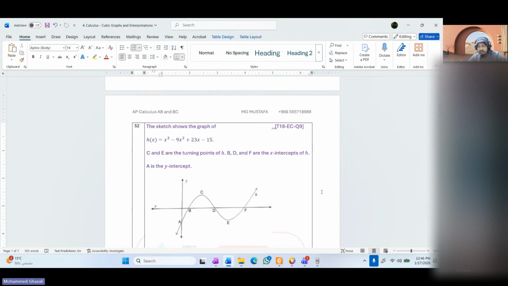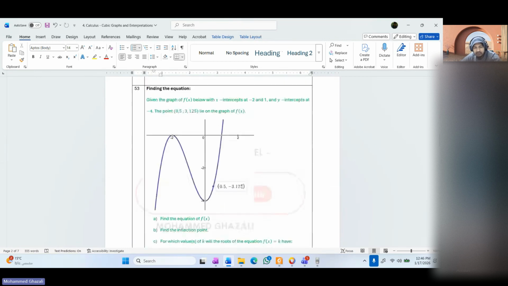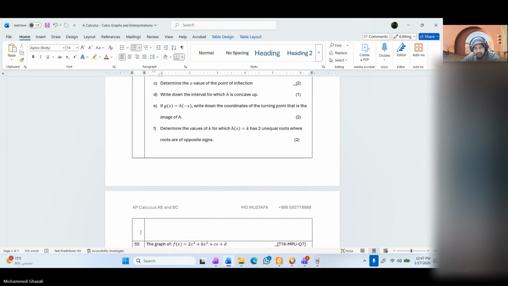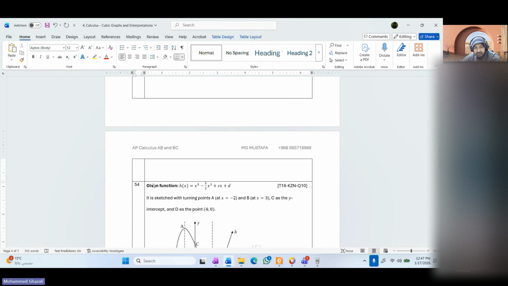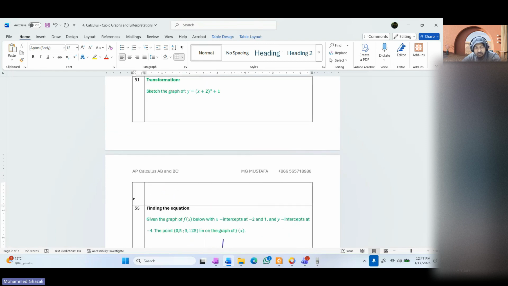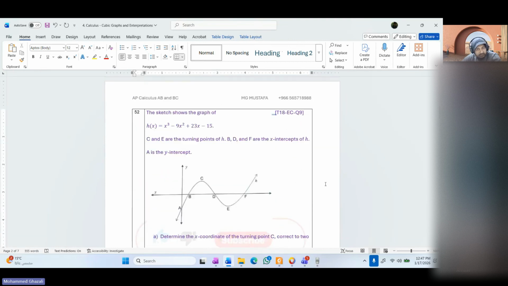I want you to look at this question, which appeared in the Eastern Cape trial paper, 2018. I also have questions from IEB as well, right? So I'm not only focusing on the NSC papers. You need to focus on IEB as well because they have some really good questions for you to think about, which can come out in your trial exams. So let's look at this question number 52.